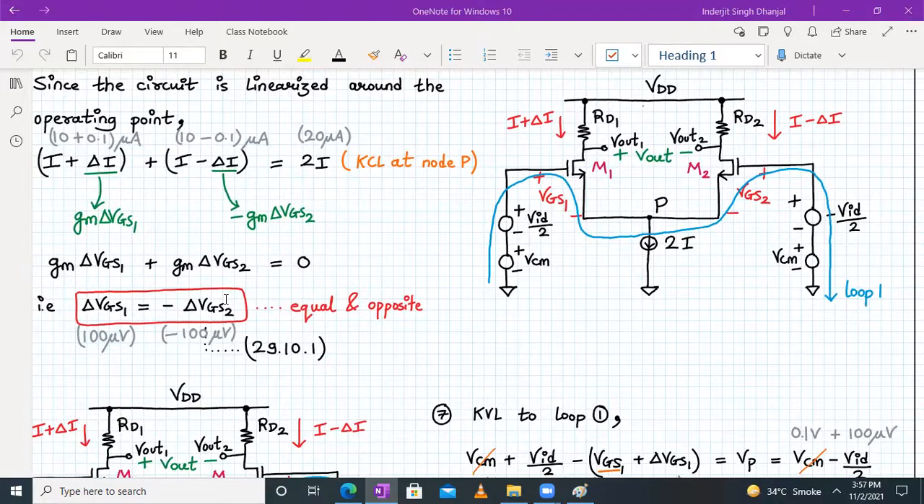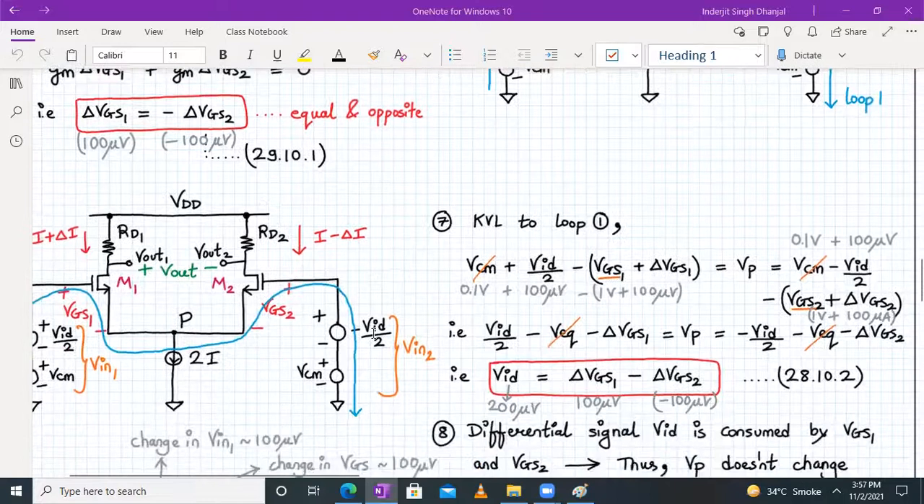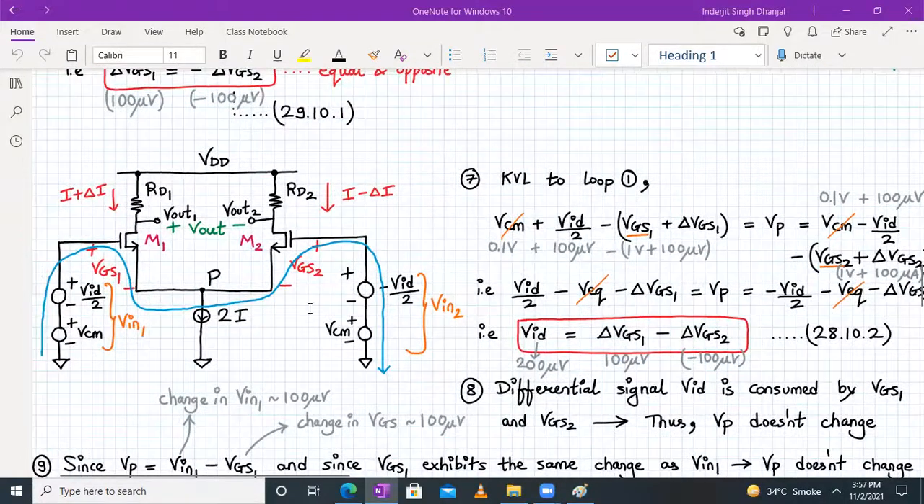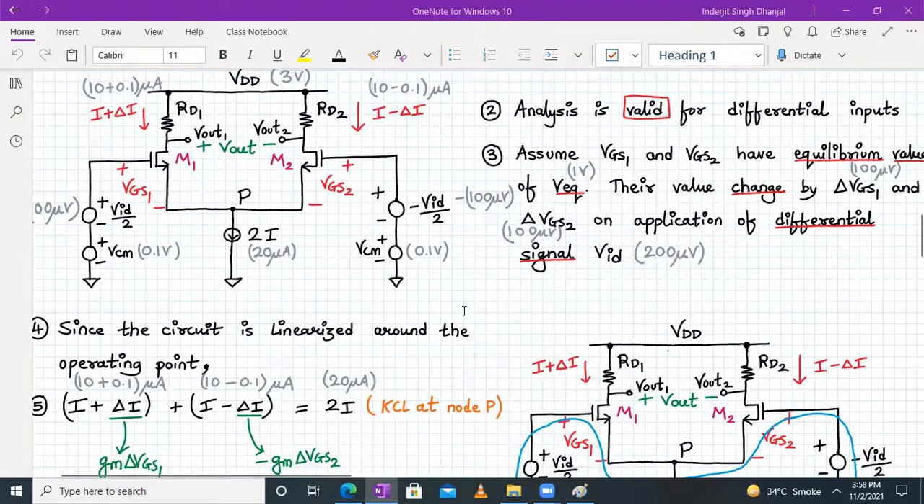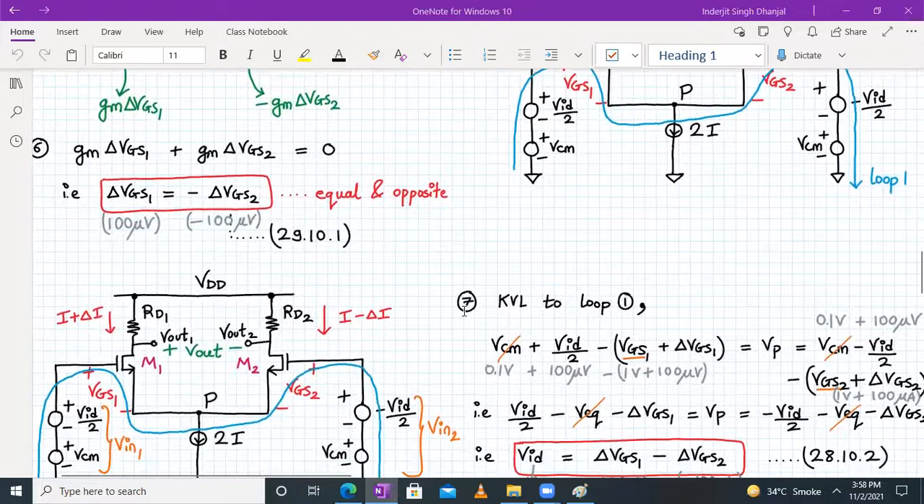So this means they are equal and opposite. Plus delta VGS1 is 100 microvolt and minus delta VGS2 is minus 100 microvolt. Next, we apply the KVL to loop 1. So what do we get? VCM plus VID by 2 minus of VGS1 plus delta VGS1, right? Because of the small incremental change over here, we are applying a 200 microvolt signal.